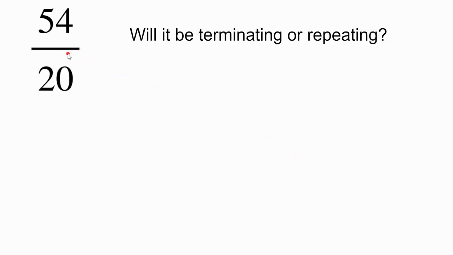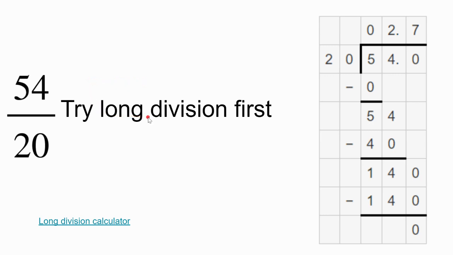So 54 divided by 20, will it be terminating or repeating? So think about 20. Can it be broken down into 10, or can it be broken down into twos and fives, right? So let's try long division. 54 divided by 20. You would write it this way in your calculator. You would write 54 divided by symbol 20.